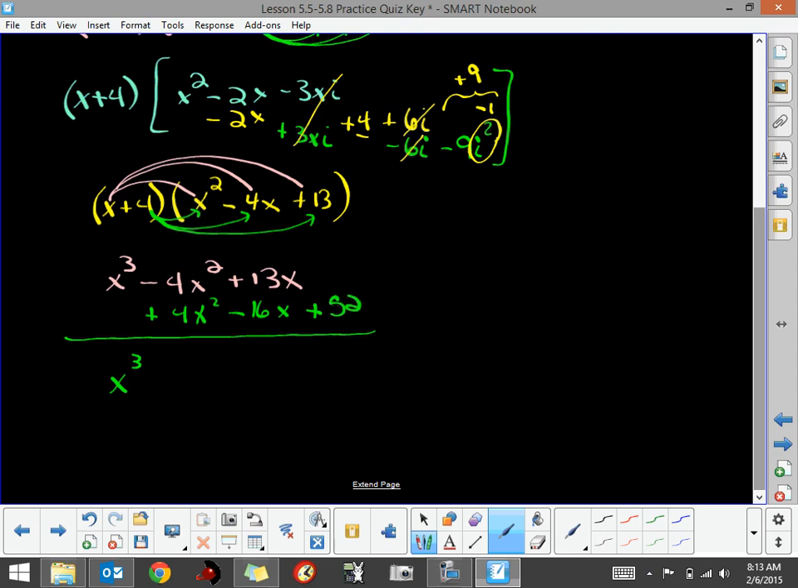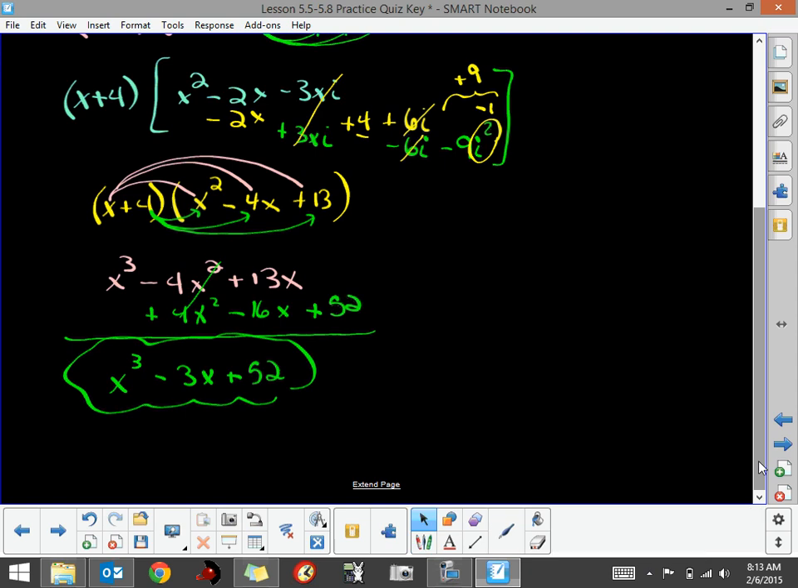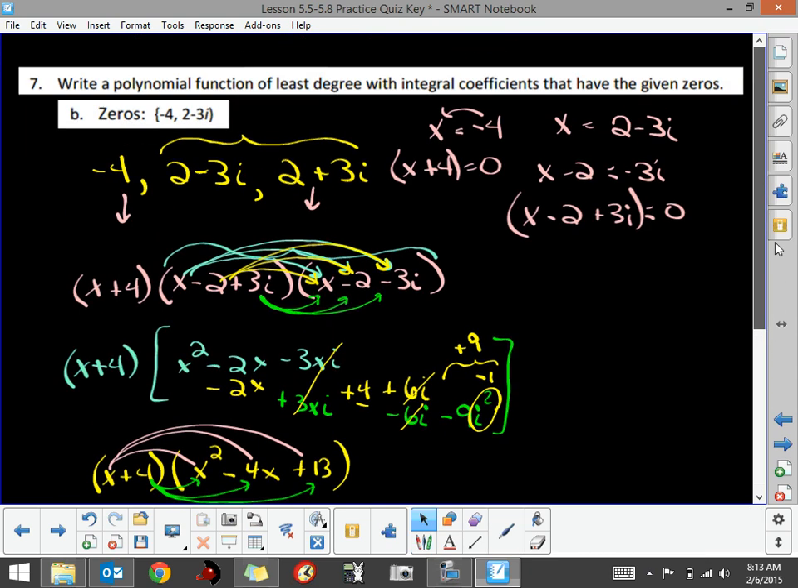So when we collect all like terms, we'll have a polynomial. It's a third degree, so we've got x cubed. Our squares will cancel. We'll have a -3x plus 52. This is our polynomial of least degree with integral coefficients. It needed to be a third degree polynomial because if you remember back at the beginning, we had 3 zeros, so the fundamental theorem of algebra is being reinforced there.